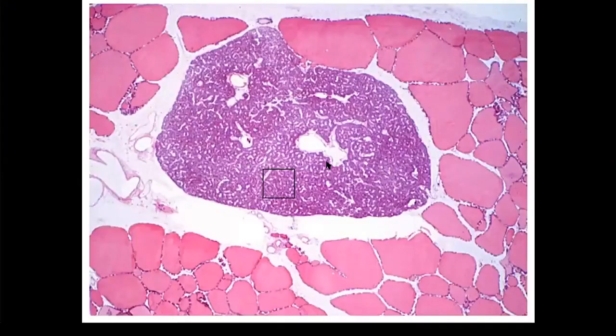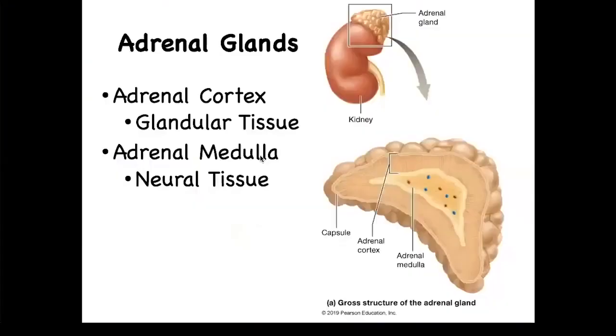In this histology slide, you can see this is part of the thyroid gland. You can see the follicles. All of these circular structures are follicles. We've got some parafollicular cells right here. This structure, though, is a parathyroid gland.